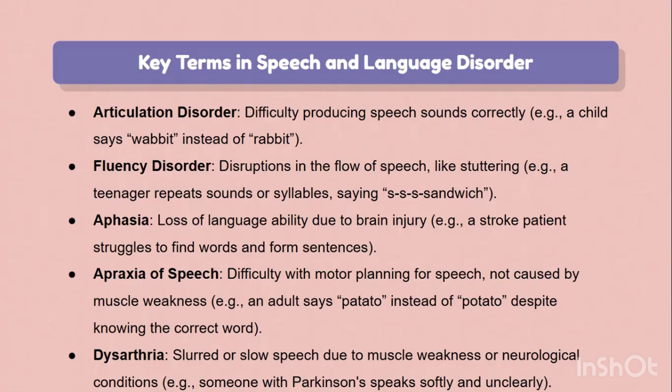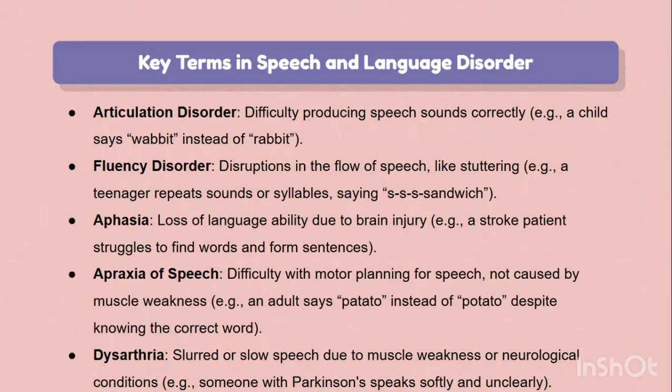Aphasia: loss of language ability due to brain injury. So we are seeing that an accident can also be a cause. For example, a stroke patient struggling to find words and form sentences because of damage to the brain. They lose memory and it starts to affect how they speak and how they articulate themselves.